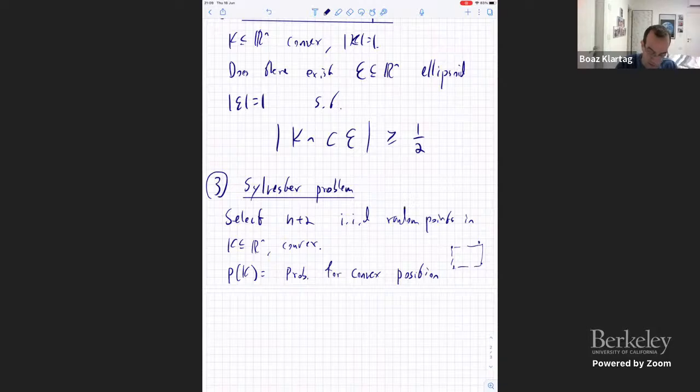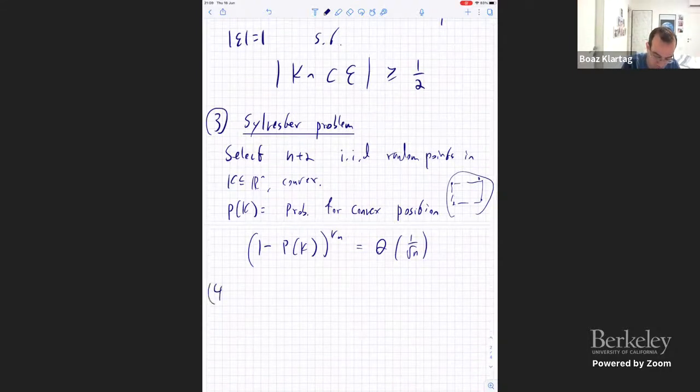And the slicing problem is equivalent to the question whether, actually the complement, whether (1 minus P of K) to the power 1 over n is theta of 1 over root of n. So it is bounded from below by some universal constant times 1 over root of n. So that's another formulation. And I think the last one would be about the entropy and covariance.